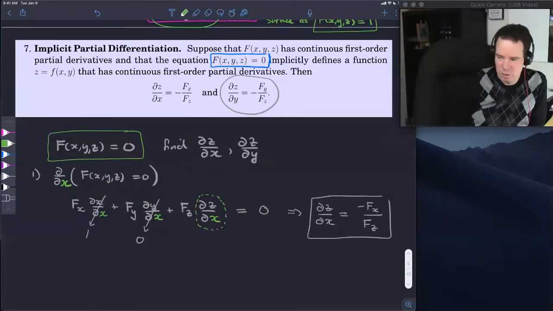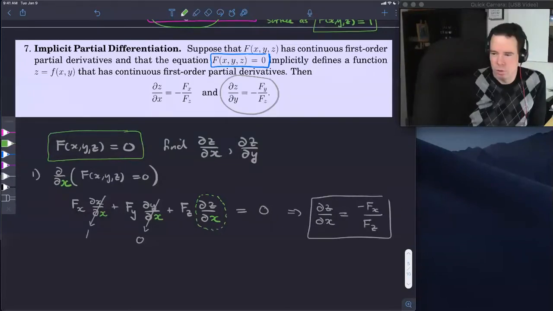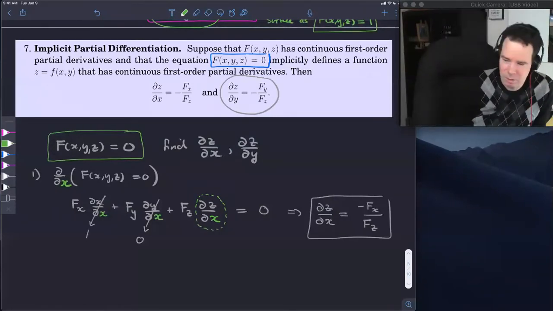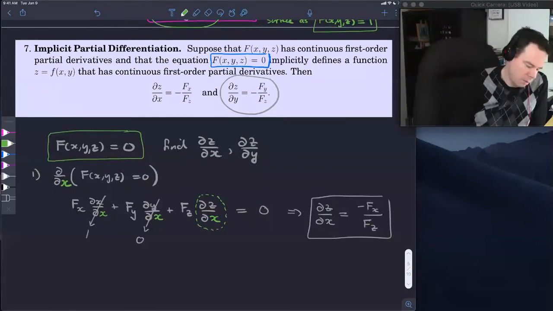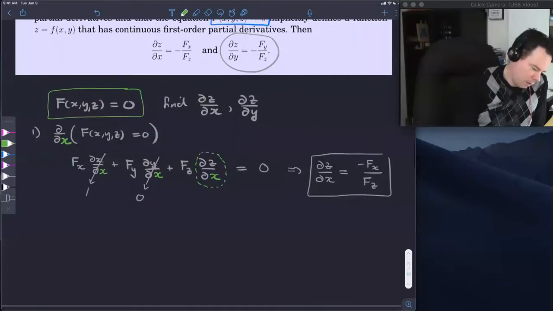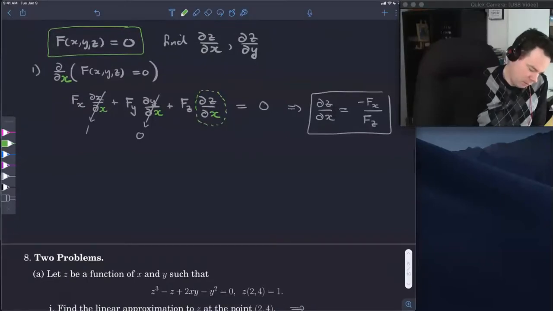We can solve this equation, and we get that the derivative of z with respect to x is obtained by taking the derivative of that outermost function, capital F, with respect to x, and dividing it by the derivative with respect to z, and then putting a negative sign in front because of the algebra involved. We get the same thing for the derivative of the z variable with respect to y. So let's see an example of these kinds of things.